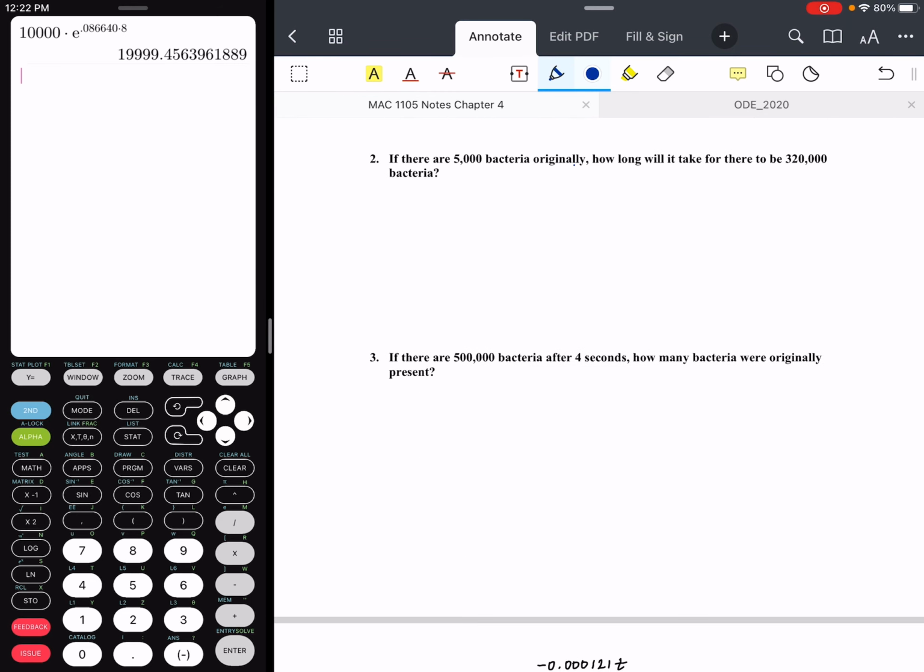All right, for number 2, if there are 5,000 bacteria originally, so that's going to be our A naught, how long, so that leads me to believe we're going to be looking for a time amount in seconds. How long will it take for there to be 320,000 bacteria? So that's going to be our accumulated amount of bacteria.